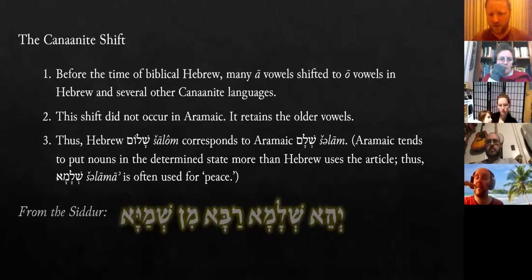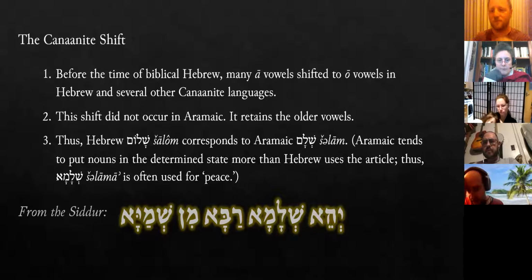I wanted to throw this example out from the Jewish prayer book, from the Siddur. Someone want to read that for us? Anybody who wants to? Can you see it? I hope you can see it. Yehei Shlama Rabbah Min Shmaya. Only the first word is in this font. This font is the way that it's handwritten in the Aleppo Codex. That second letter is actually Hey. Oh, okay. So it's Yehei.